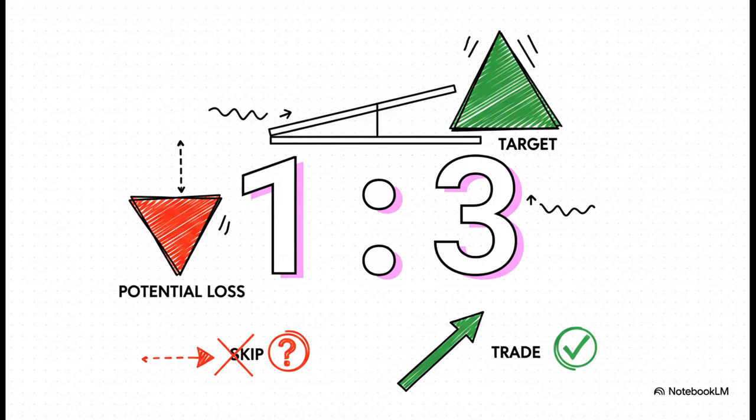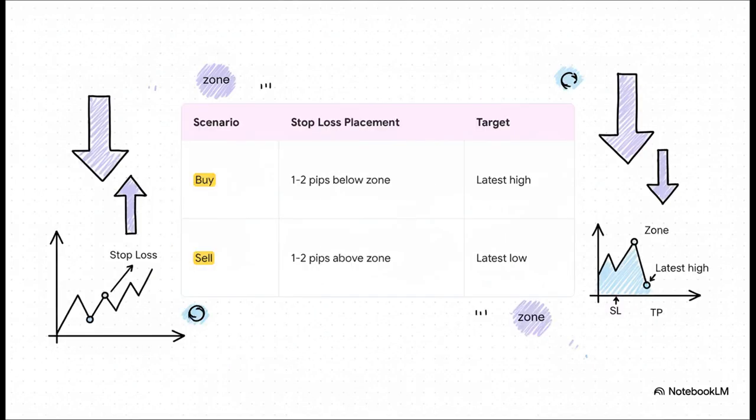And here is a rule that you just cannot break. It's non-negotiable. Before you even think about placing a trade, you have to check the risk-to-reward ratio. Your potential profit, your target, has to be at least 3 times bigger than your potential loss. If it's not at least 1 to 3, you just don't take the trade. End of story. This table here lays it out perfectly. If you're buying, your stop loss goes just a pip or 2 below the zone, and your target is the latest high. If you're selling, your stop loss goes a pip or 2 above the zone, and your target is the latest low. It's clear, it's simple, and it's mechanical.